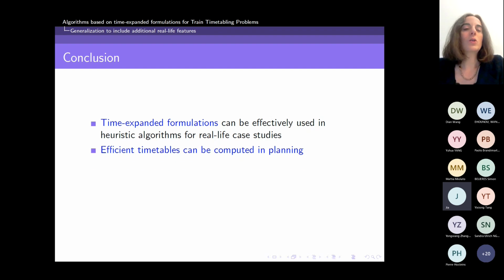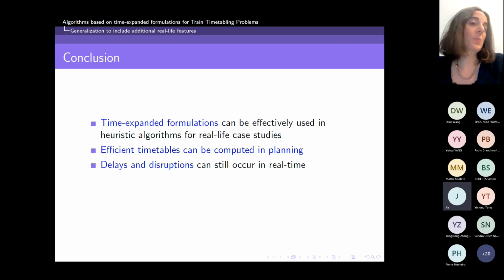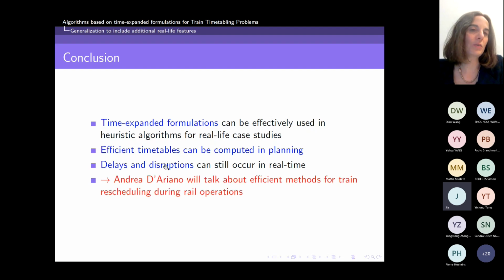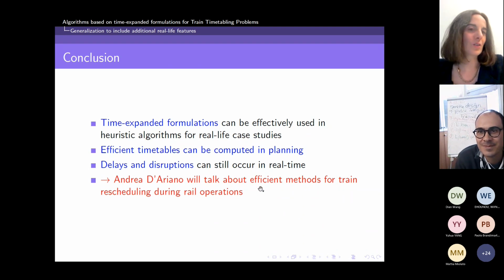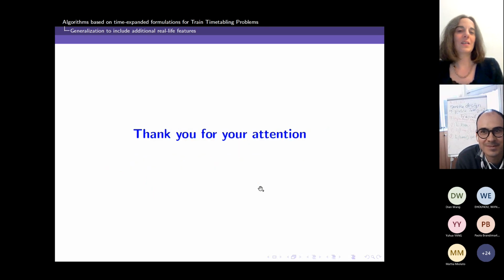But actually, we also know that delays and disruptions can always happen in real time. Often we have to face them. And what can we do in this case? This is actually the topic of the talk of my colleague Andrea Dariano, who will talk about efficient methods for train rescheduling during rail operations. So even if the timetable is good in planning, maybe in operations there can be some issues and they can actually be handled by some efficient methods in real time. And this completes my presentation. Thank you very much for your attention.